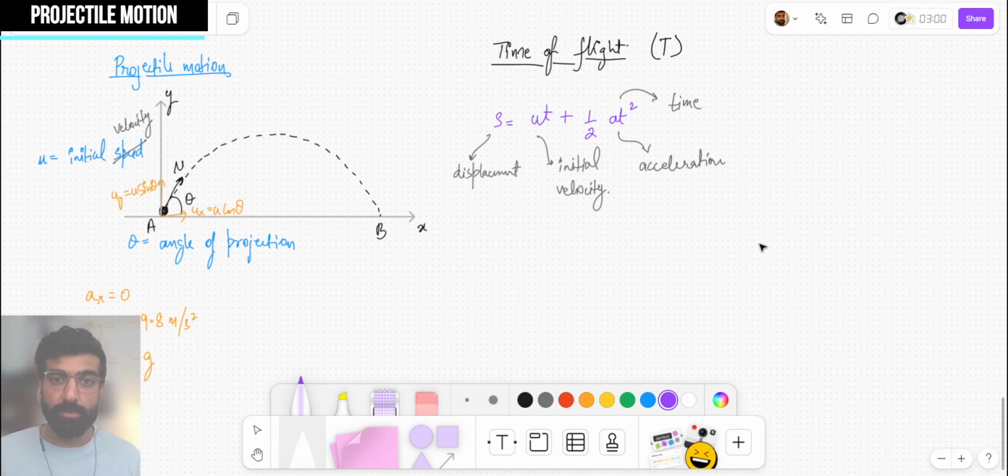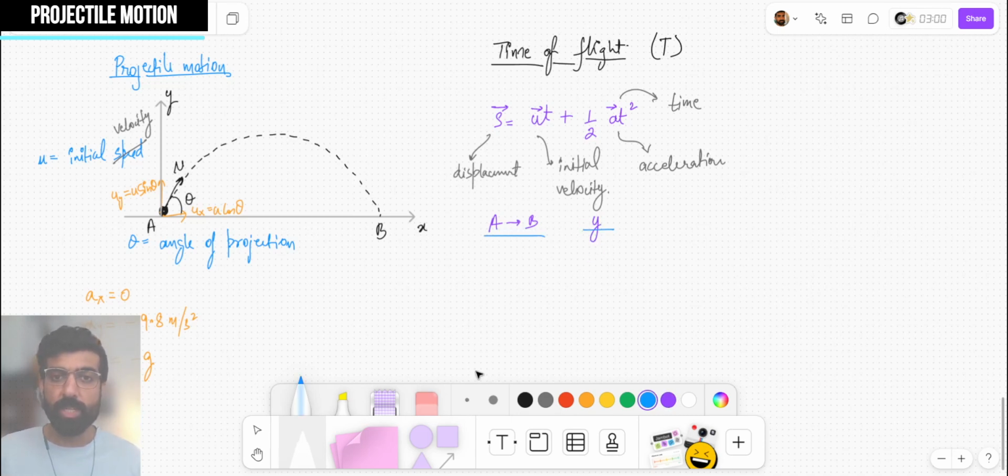This is the second equation of motion: S is equal to ut plus half at square, where S is the displacement and u is the initial velocity. Over here, u is the initial velocity and not the initial speed. a is the acceleration while t is time. All of these quantities are vectors, so remember to put them with sign. Now this equation is always used in one particular direction from an initial to a final point. Let us use this equation from A to B, which is the initial and the final point, and let's use this equation in the y direction to find out the time of flight.